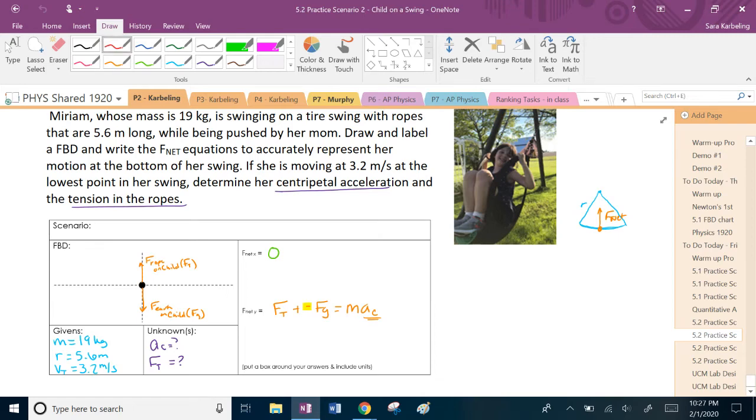I'm going to do that without using my F-net equation because, as I recall from before, centripetal acceleration is equal to v squared over r. And I already know the v and I already know r. So really I can just plug this in right now. I've got 3.2 meters per second. I'm going to remember to square that quantity. A lot of times when people struggle with this equation, it's just because you forget the square. So just make sure to take care not to forget that square. And then I've got my 5.6 meters on the bottom.